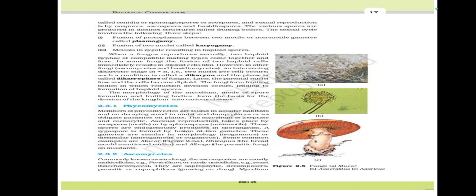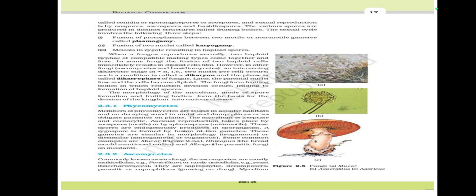Asexual reproduction takes place by zoospores (motile) or by aplanospores (non-motile). These spores are endogenously produced in sporangium.